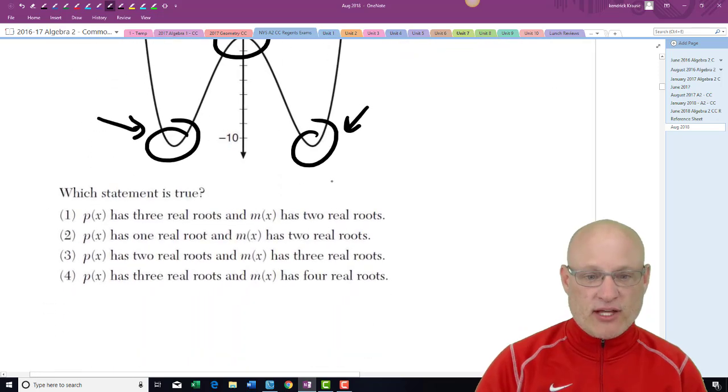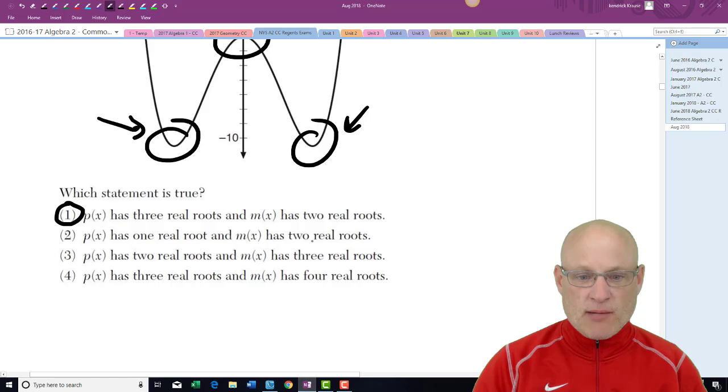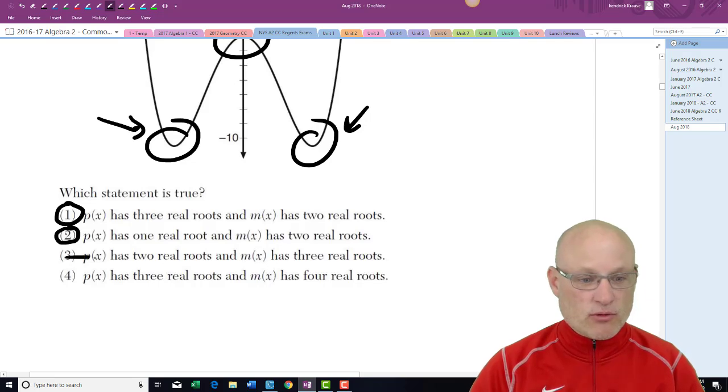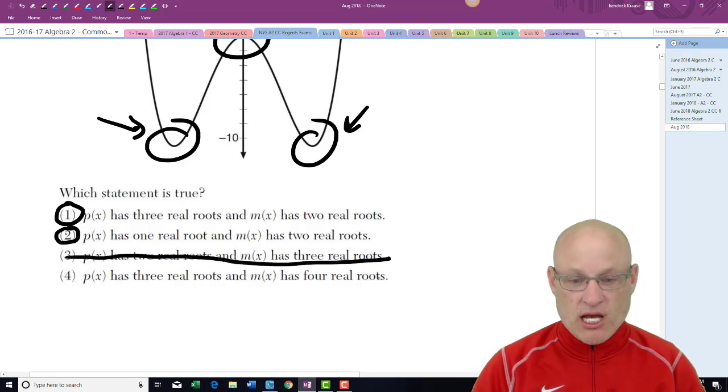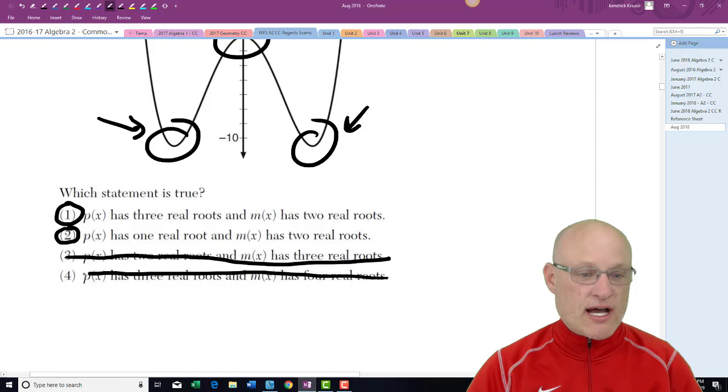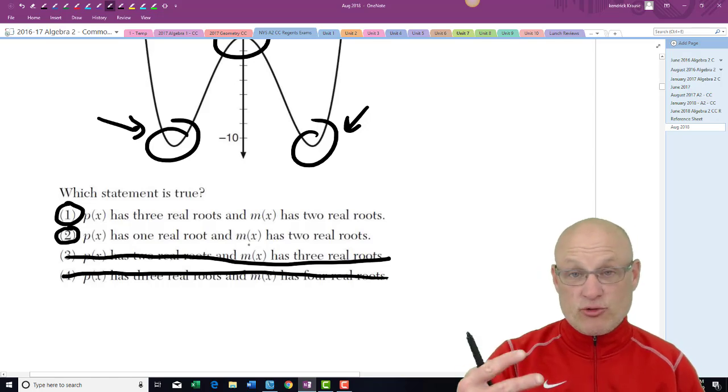So m of x has 2 real roots. That's true. M of x has 3 real roots. That's true. M of x has 4 real roots. Not true. So we're down to 2 choices.